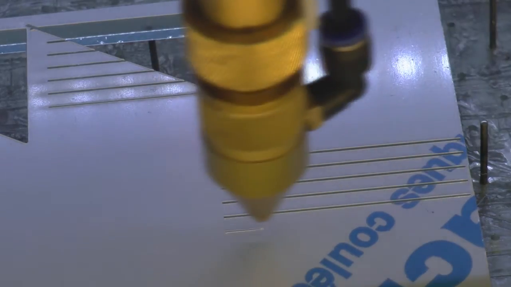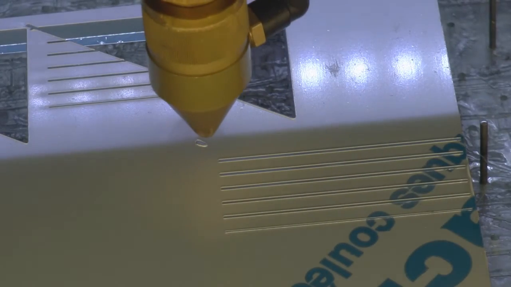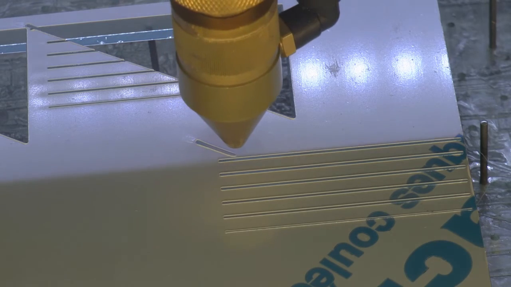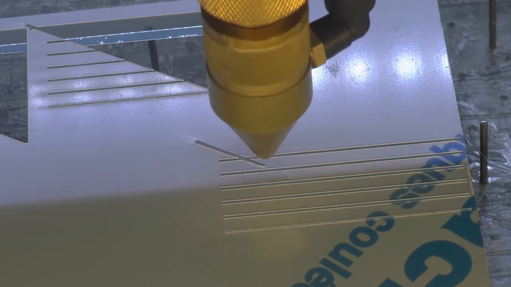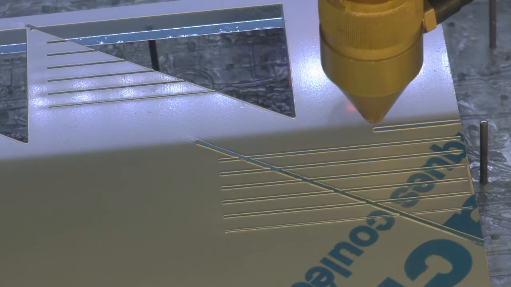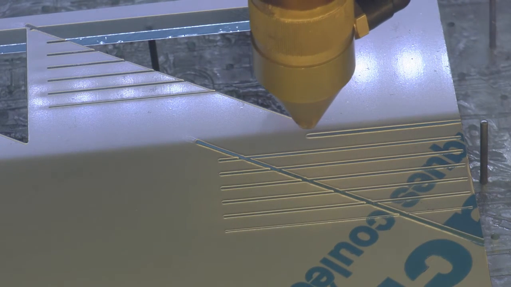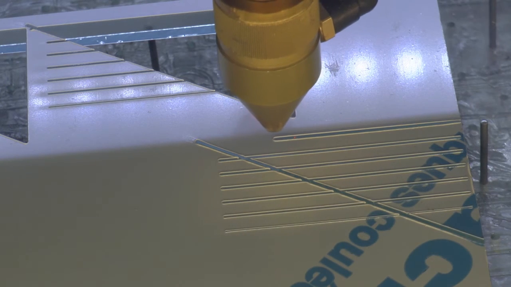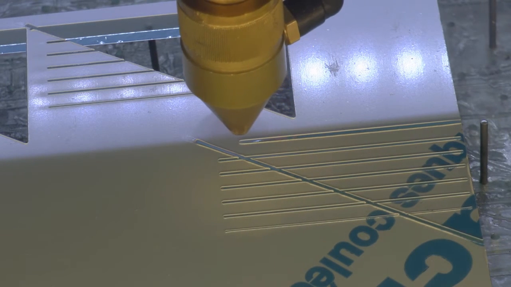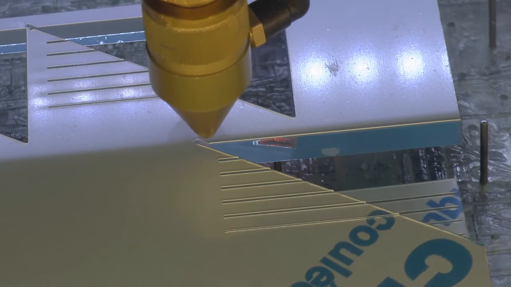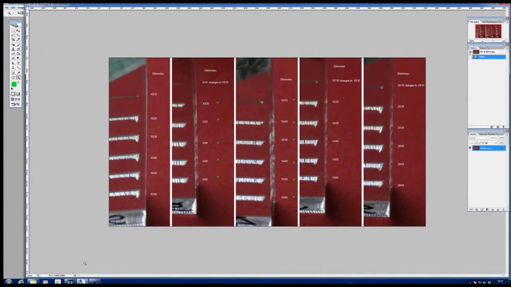This one. So that last cut sounded funny because the beam wasn't fully formed. It was at some strange intermediate stage. Okay, let's take a look at the results now.